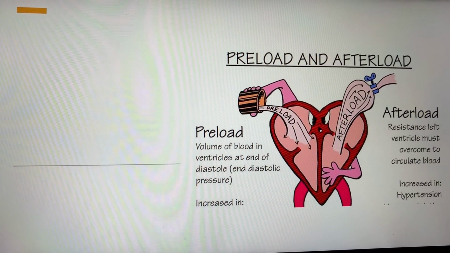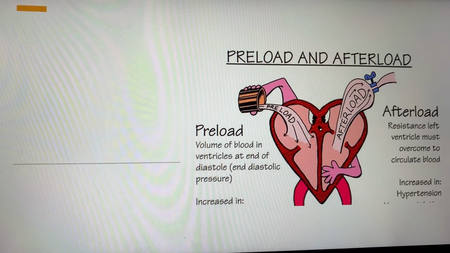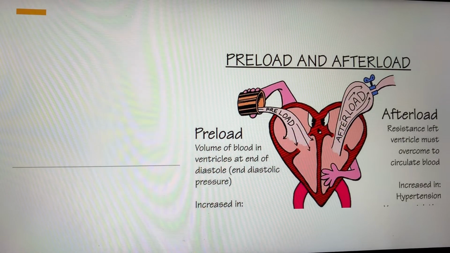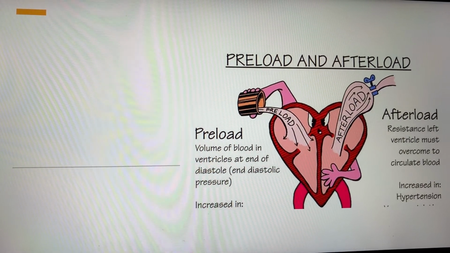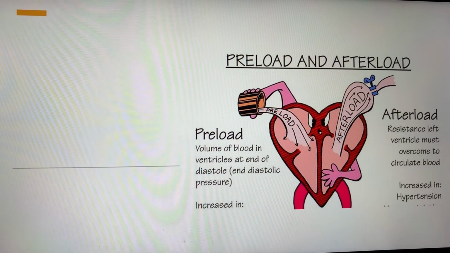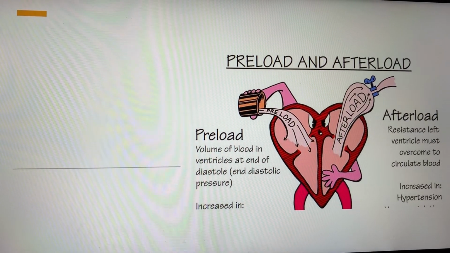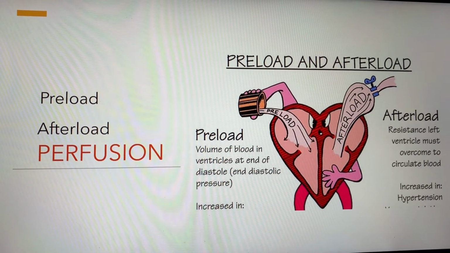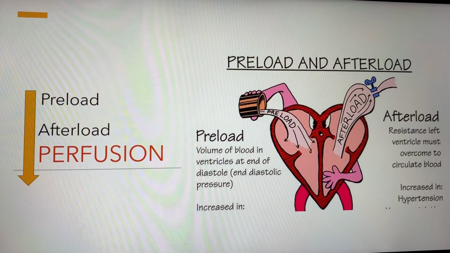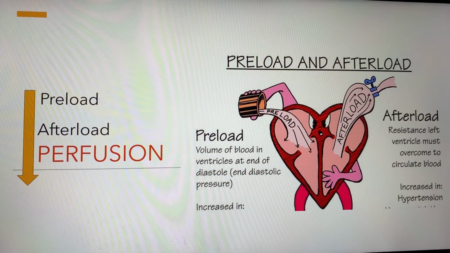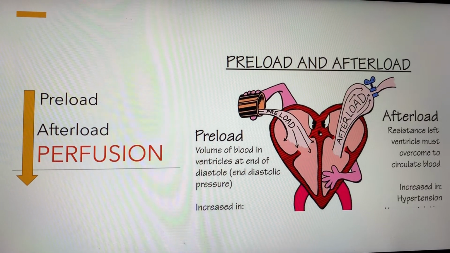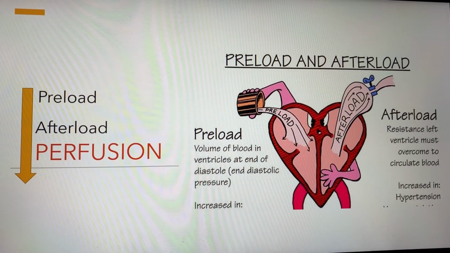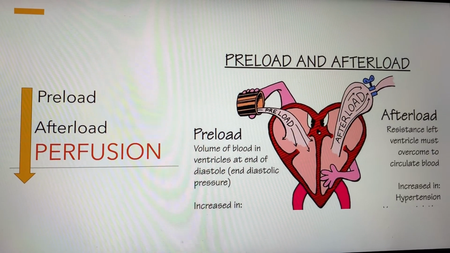This amount of blood going to the organs to supply them is very important to provide them with perfusion. What is perfusion? Perfusion is supplying these organs with oxygen, because blood carries oxygen. So if there is a decrease in preload, there will be a decrease in the amount of blood going out, as well as a decrease in perfusion. Perfusion is a very important word. Let's talk more about it.